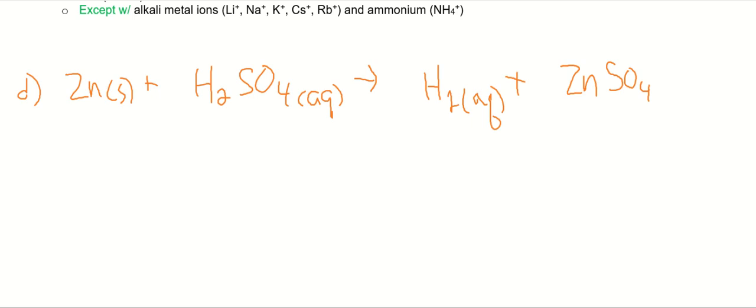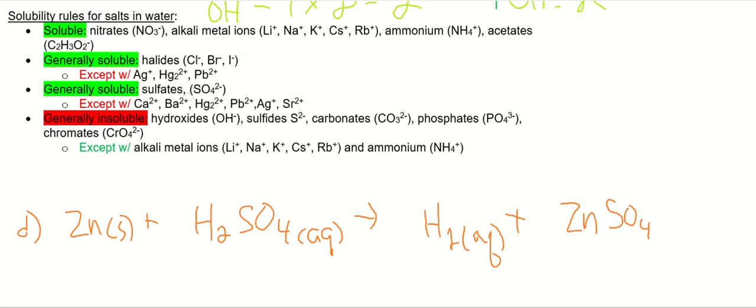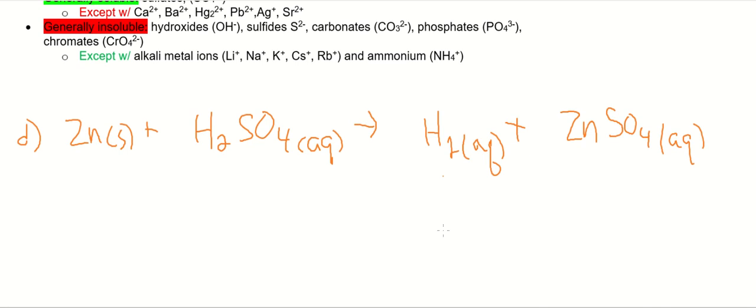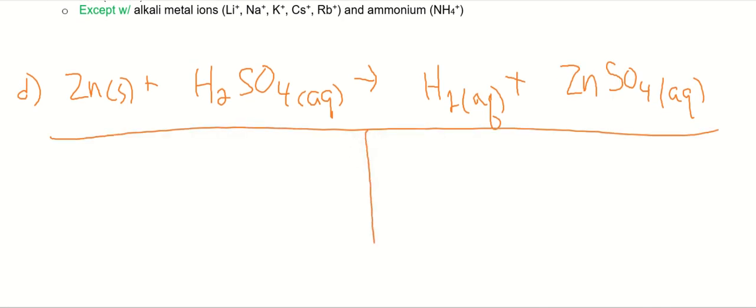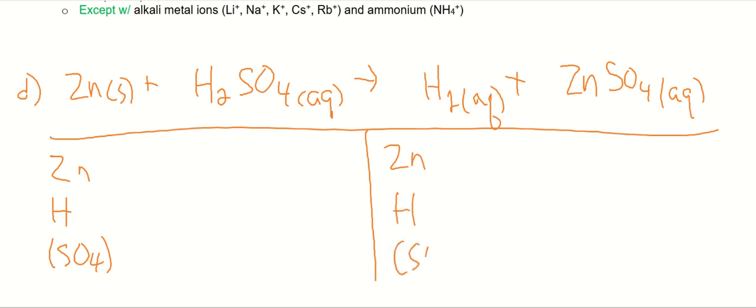Let's take a look at our tray over here. You can see that sulfates are generally soluble. So put AQ. All right, let's balance this out. Zinc, hydrogen, and the sulfate polyatomic ion is the same on both reactants and the product, so it's going to be much easier to just keep that as a polyatomic ion. Now on the other side, zinc, hydrogen, and sulfate. We got one, we got two, we got one, we got one, we got two, oh, we're balanced, we're done.